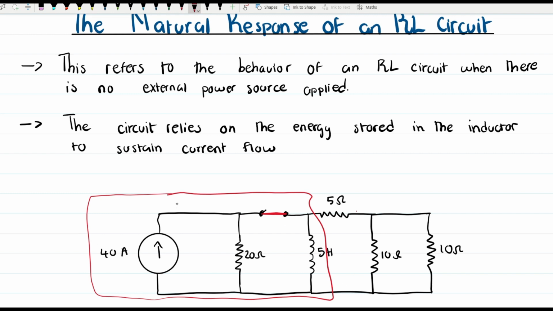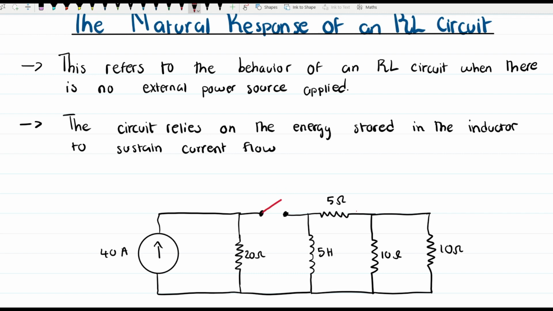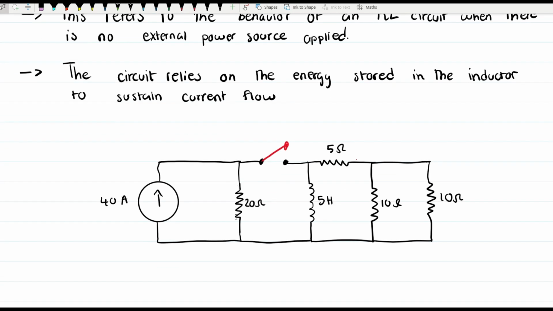So let's say now we open the switch, just like that. When we open the switch, we disconnect this part of the circuit from this independent current source over there. So we only have this part of the circuit. This part of the circuit functions without the independent current source, but relies on the energy that is stored within the inductor to sustain current flow.